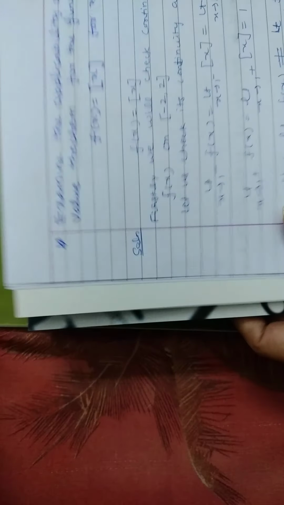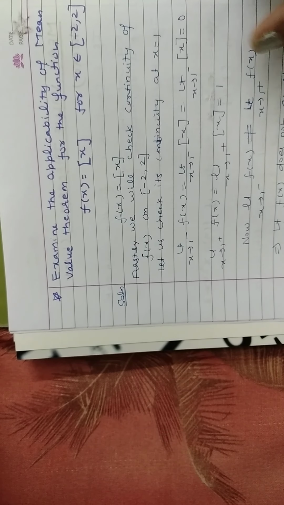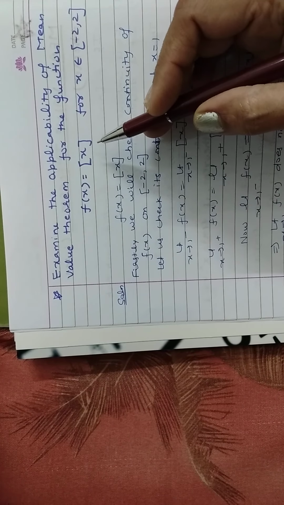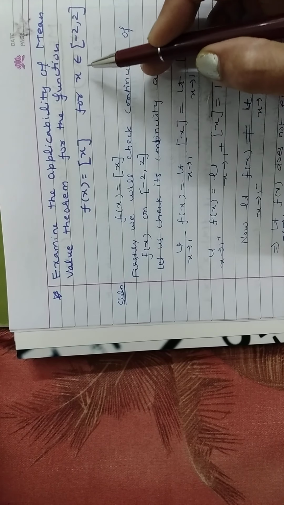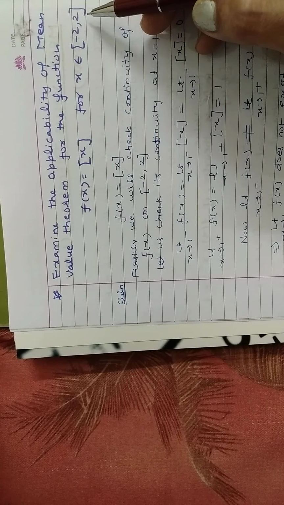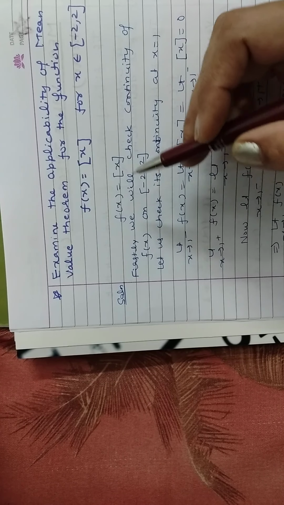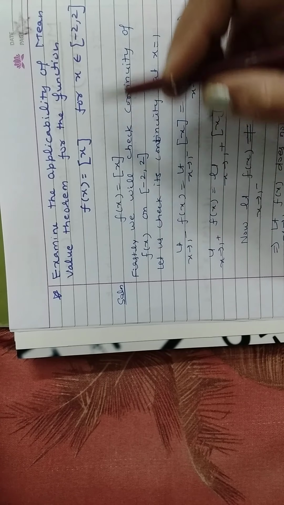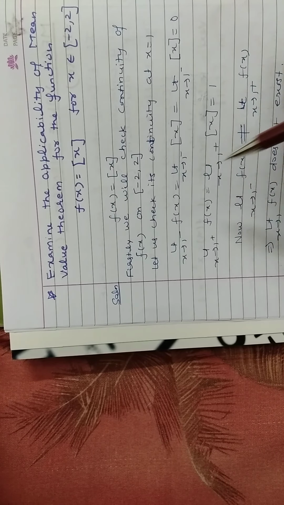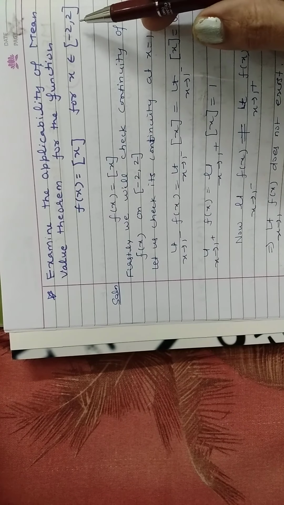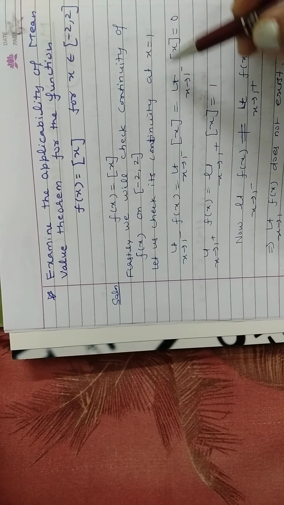Now second question is, examine the applicability of mean value theorem for the function f(x) is equal to the greatest integer function [x]. This question is same as you did for Rolle's theorem, and here it is same, f(x) is [x] for x belonging to the interval [minus 2, 2]. Now we will check the two conditions. First condition is we have to see whether this function is continuous for this closed interval. So firstly we will check the continuity. Now suppose we check its continuity at x is equal to 1 because 1 is a point inside this interval.